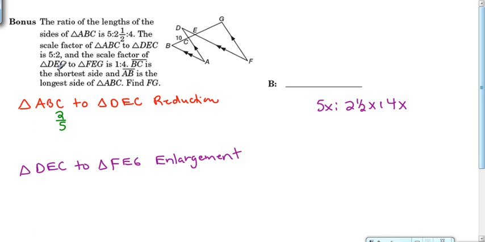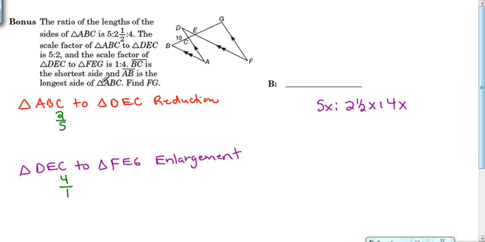And the scale factor of triangle DEC to triangle FEG is 1 to 4. Okay, but DEC to FEG is an enlargement. So if my scale factor is 1 to 4, that means I could write it as 4 over 1 to be an enlargement. So every side length of triangle DEC can be multiplied by 4 to get every side length on FEG.